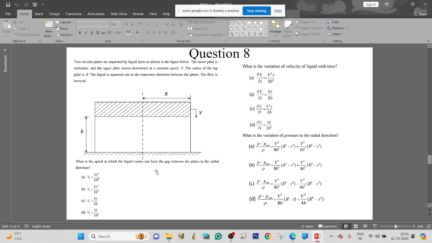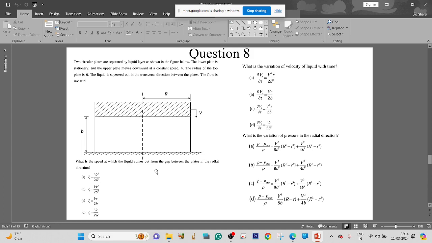Option C. Yeah, correct. It's very easy. If we apply conservation of mass, the fluid that is being forced by the downward movement will be the mass of the fluid that is coming out in the transverse direction.